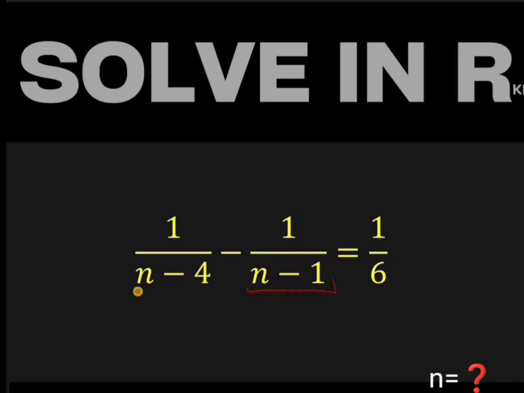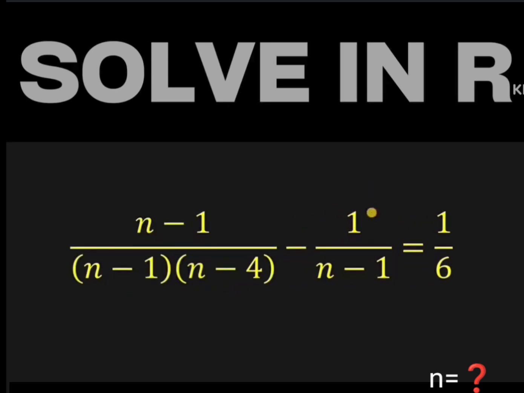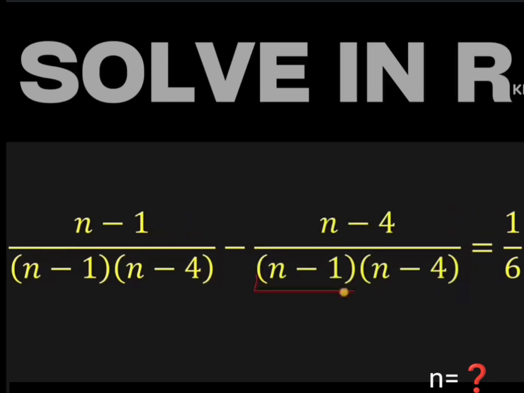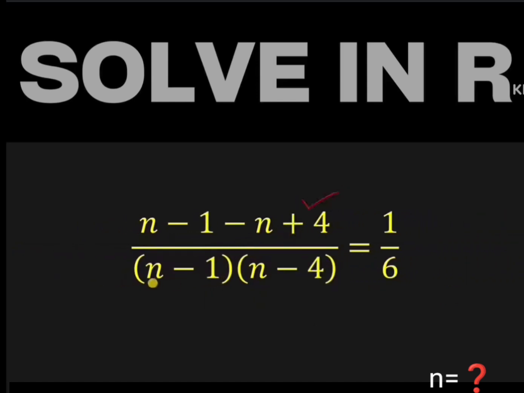Now, they have different denominators, so let's multiply the first fraction by (n minus 1) over (n minus 1), and the second fraction by (n minus 4) over (n minus 4). Now, we have the same denominator, (n minus 1) times (n minus 4), so we can combine these two fractions. If we do that, we get n minus 1 minus n plus 4 on the numerator over (n minus 1) times (n minus 4) on the denominator. Again, we can cancel out positive and negative n, and combine negative 1 plus 4, which gives us positive 3.